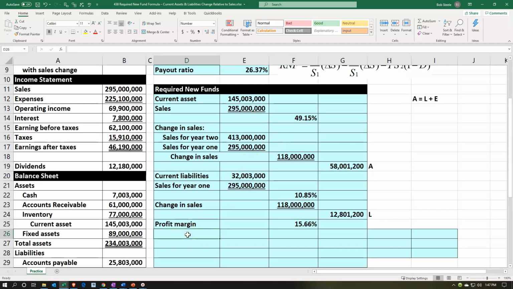Then we have the sales for year two that we calculated up top. We're going to say sales for year two are this 413. Now note, I'm just going to do a side calculation over here so we could see what's going on here.